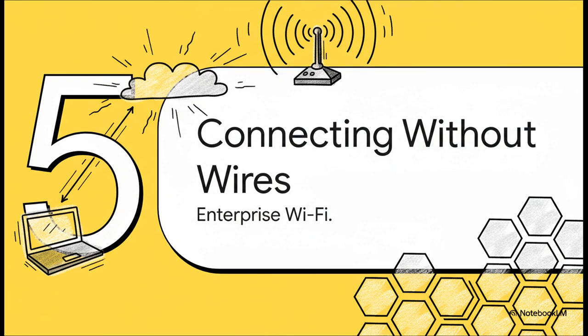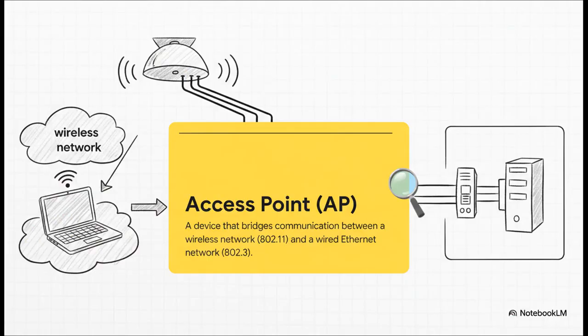And finally, let's talk about how we untether ourselves from the wall and connect to all this infrastructure wirelessly. Because, let me tell you, enterprise-grade Wi-Fi is a very different beast from what you've got running at home. That device you see on the ceiling in an office or at a university, that's a purpose-built access point, or AP. It's not a router, it's not a switch, its one and only job is to be a bridge, translating the 802.11 wireless signal from your laptop into the 802.3 wired Ethernet signal that's on the main network.